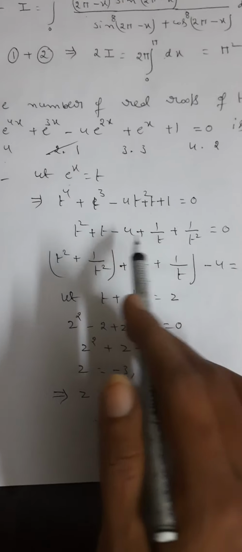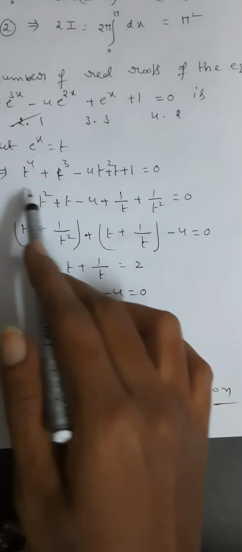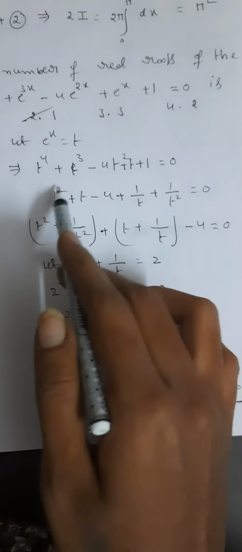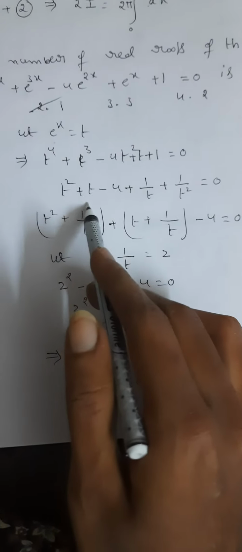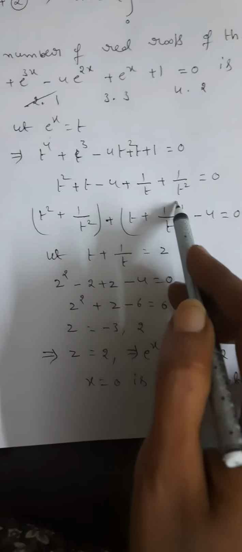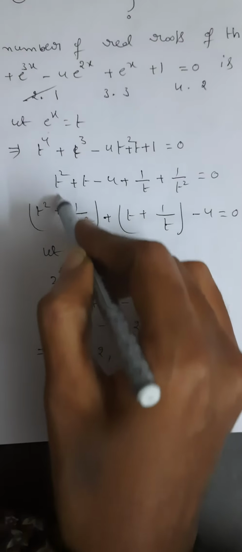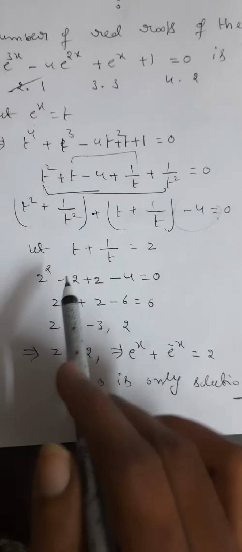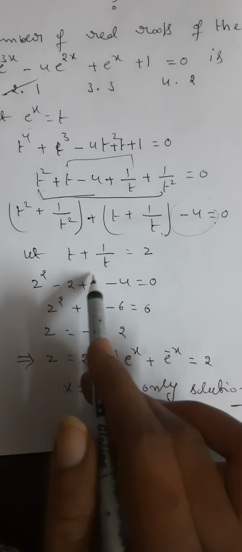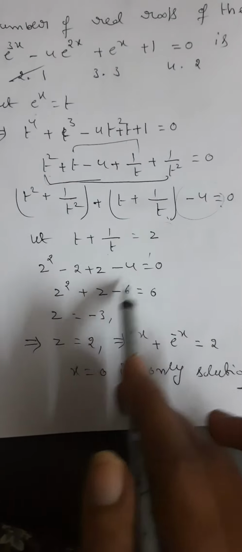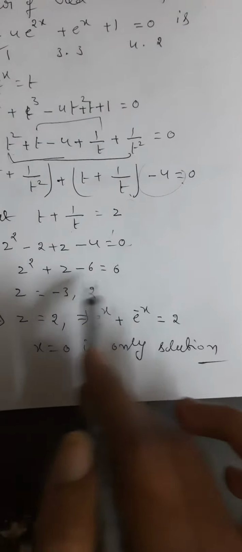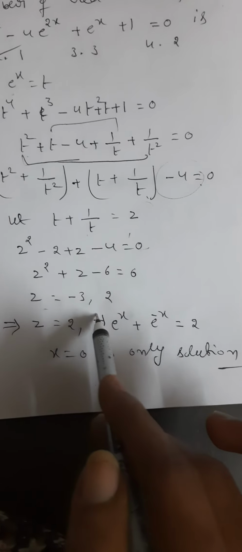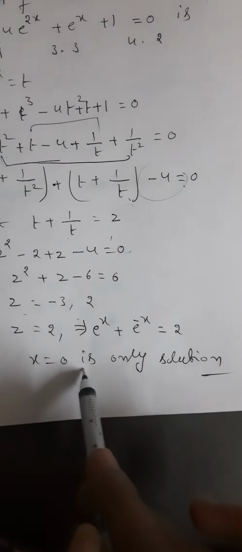This is the theory of equations concept. Here dividing with t square on both sides. Okay, t square we divide both sides, we'll get t square plus t minus 4 plus 1 by t plus 1 by t square is equal to 0. So first and last terms take in one bracket, and t and 1 by t take in one bracket, minus 4 take the constant. Let t plus 1 by t is equal to z. Solving, we'll get z is equal to minus 3 comma 2. So finally x is equal to 0 is the only one solution, so second option.